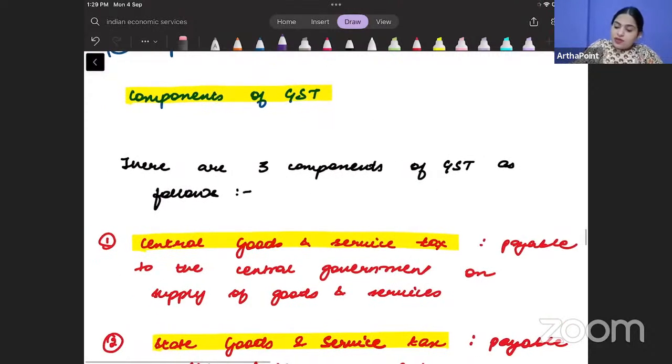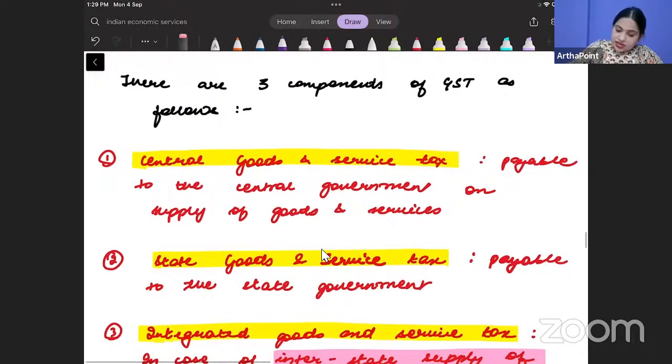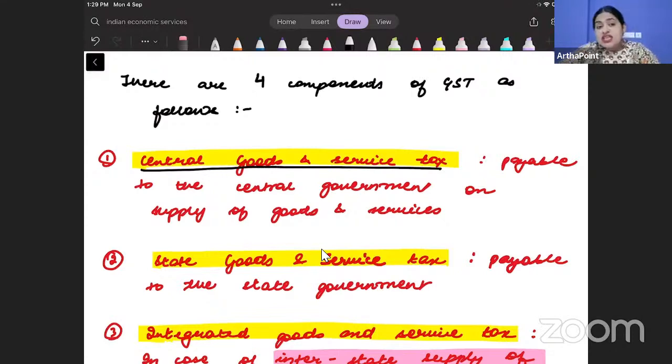Now we want to go ahead and we want to talk about the components of GST. GST के क्या क्या components हैं? So एक तो यहाँ पे थोड़ा सा edit कर देते हैं बेटा, इसको ना 4 बना दो. There are actually 5 हैं. I will talk about each of this. There are 4 components of GST as follows. The first component is called CGST. CGST क्या है? Central Goods and Service Tax. This is basically paid to the central government. ये कौन collect कर रहा है? किसको मिल रहा है? Central government को on the supply of goods and service.